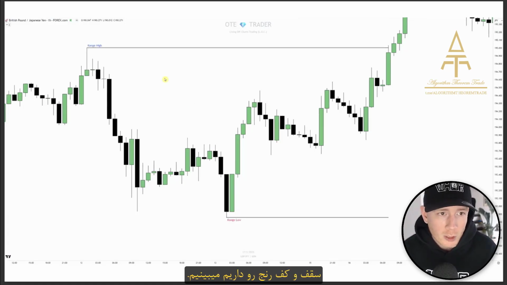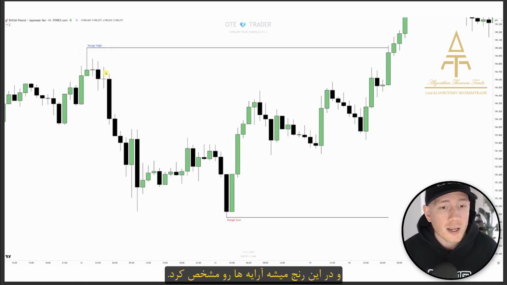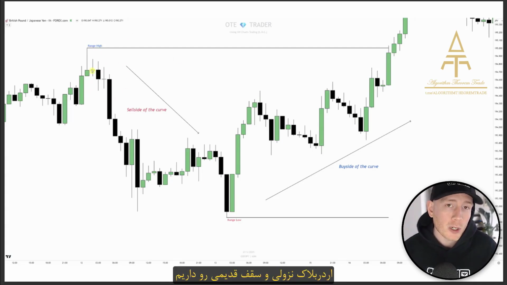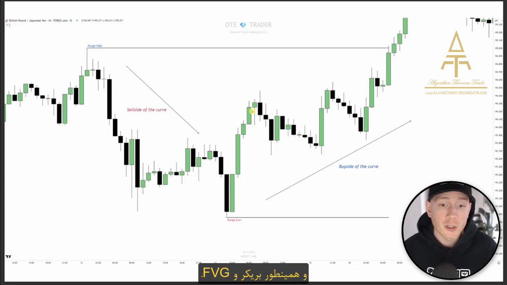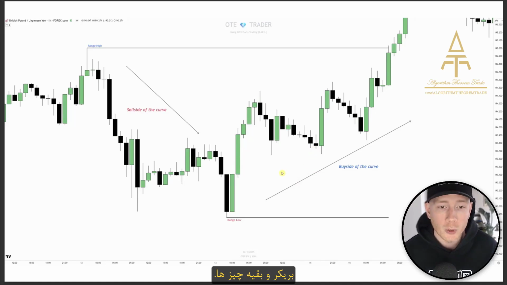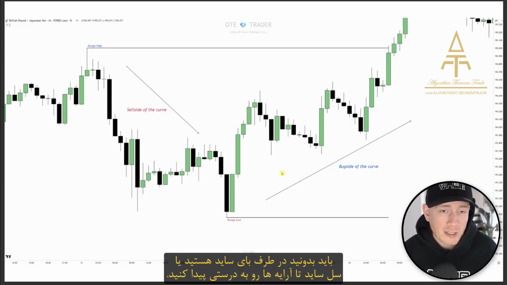So if I put some lipstick on it a little bit over here, we have a range high and a range low. Within this range high and range low, this is where we can look to mark out our PD arrays. First of all, you need to know which side of the curve you're on, so you can mark out your premium and discount arrays. If you're on the sell side of the curve, you can mark out those old highs, bearish order blocks, bearish fair value gaps, bearish breakers, right? And the same thing on the buy side of the curve, you can mark out those bullish fair value gaps, bullish order blocks, bullish breaker blocks, and all that good stuff. So be aware where you are on the buy side or sell side of the curve, and then you can mark out your PD arrays properly.